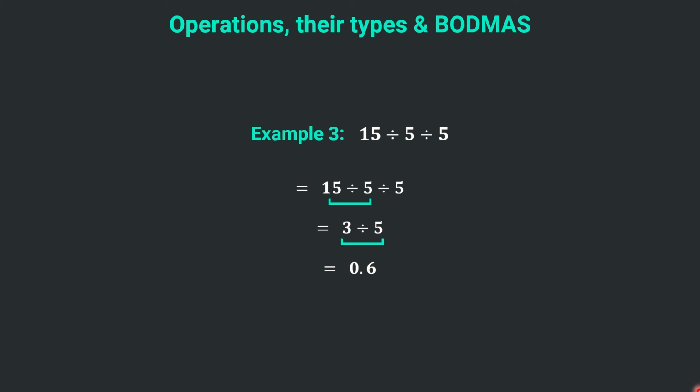So now there is a task for you guys. You have to tell me what other types of unary operations exist in mathematics. So you can answer me in the comment section and we will discuss whether the operations that you have mentioned are unary or not. So this was all about operations, their types, and the BODMAS rule.